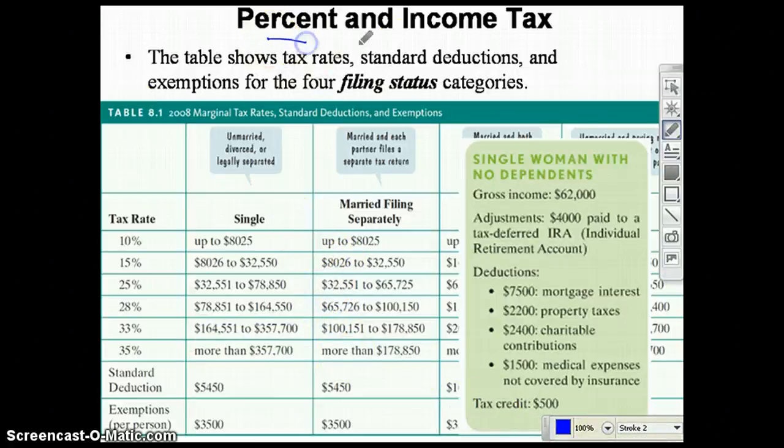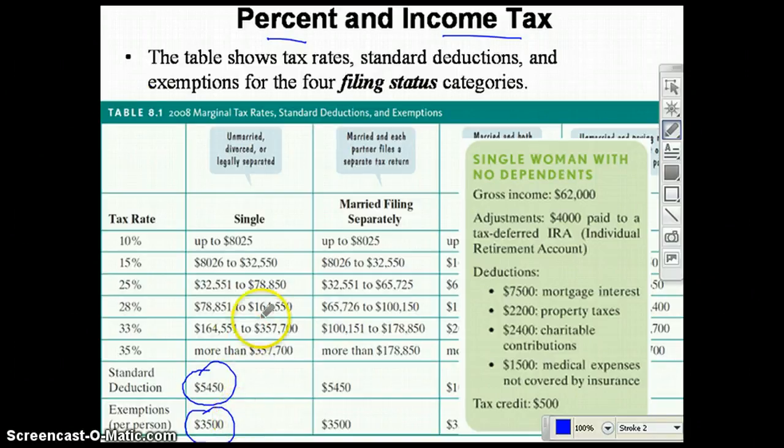So percent and income tax, that's what this lesson is about. Let's figure your tax. You need to understand this table. There are your tax rates, or your tax bracket: 10%, 15%, 25%, 28%. This is your standard deduction, and this number is pretty common here, $5,450. In this case, you're allowed $3,500 for each person as far as your exemptions are concerned.